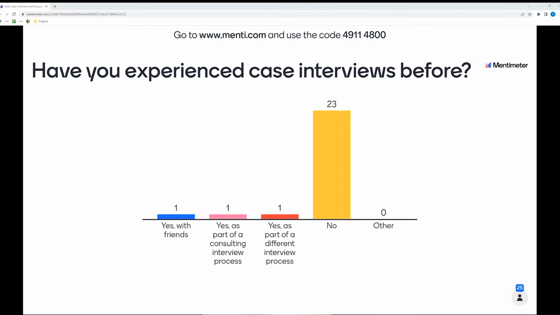For the new joiners, what we're doing is everybody's going to www.menti.com and adding the code that you can see at the top of the screen, and then you're able to vote in this online poll and give your answer. But I think we've gotten a pretty clear indication here, so we can move on to the next one.